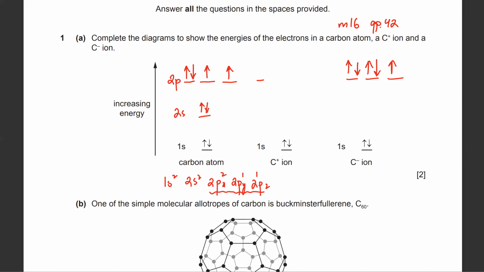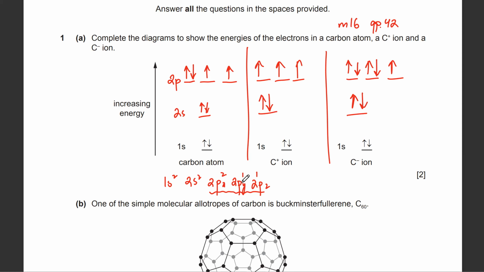And I'll just quickly do this one as well. So this would be 2p1 because 1 electron is lost. And the 2s is still there. Anyway, so that's the electronic configuration.